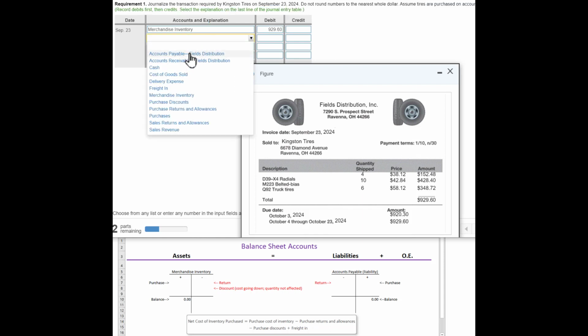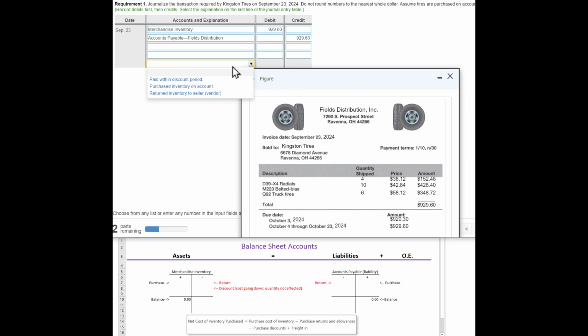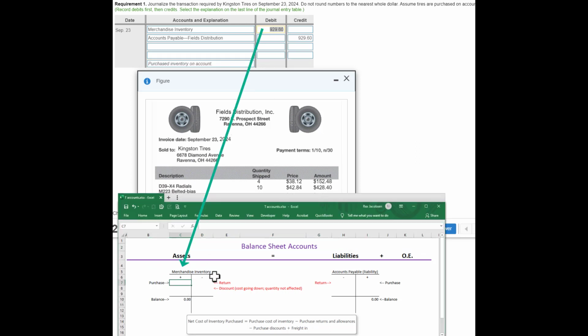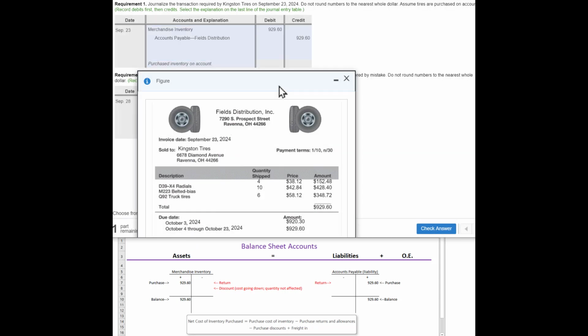So AP is increasing also by $929.60, copy and paste. Our explanation is purchased inventory on account. Now, because I need to figure out the balances, I'm going to copy and paste that into my Excel down here. So basically I posted these to my T accounts, because on a piece of scratch paper you'll need to figure out what our balances are. Check our answer. All right.